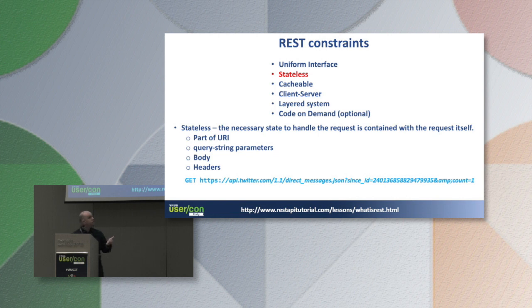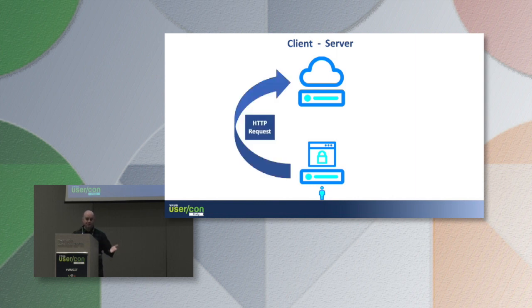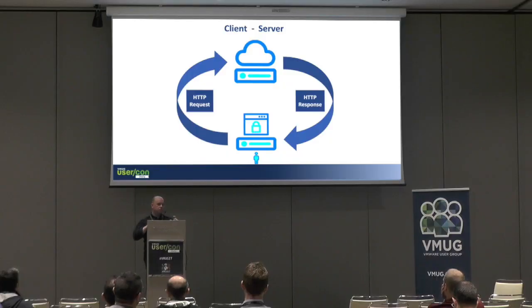So client server is simple. Client makes an HTTP request, server responds with an HTTP response, or HTTPS typically. This means that the client application can be developed independently of the server API, because there's no dependency on either of them. So you can use any REST API client underneath. It doesn't have to be specific to the API server.